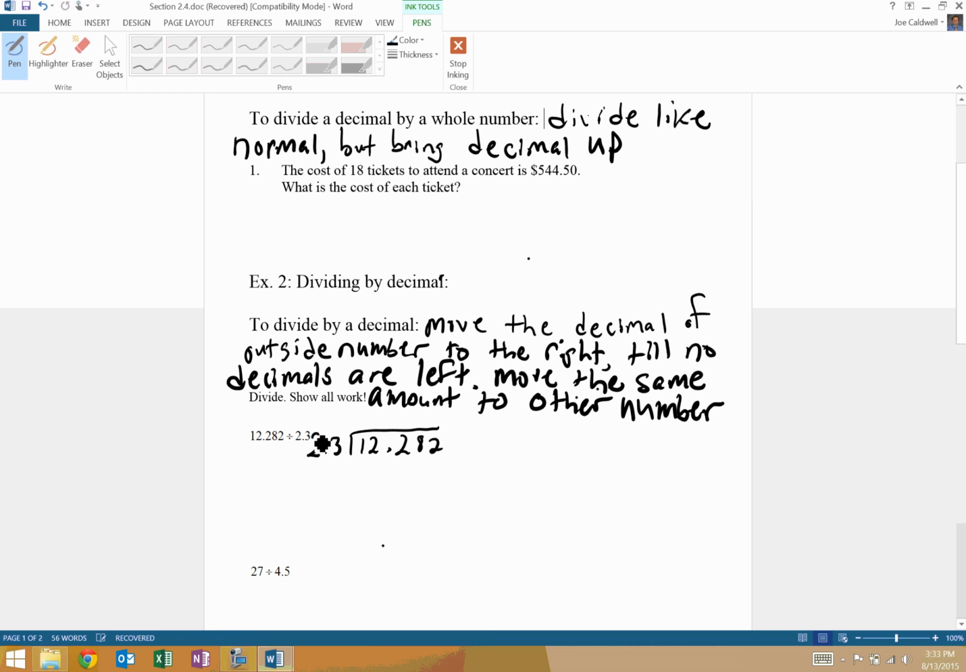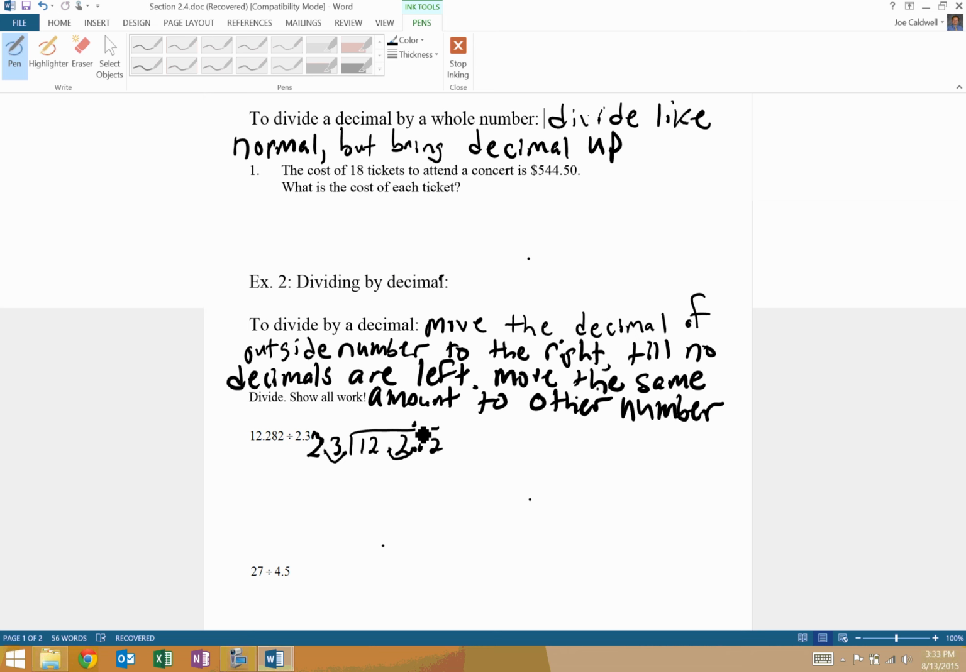We are dividing by a decimal, and that can't happen. So we need to move the decimal on the outside to the right until it's not a decimal. If I move this one space to the right, now that's 23. But you can't just change one part of the number without changing the other, so I have to move this the same number of times, in this case just one spot. Then I bring it up again. Now instead of 12.282 divided by 2.3, I have 122.82 divided by 23. I've moved both the same amount, so I haven't changed the value at all.